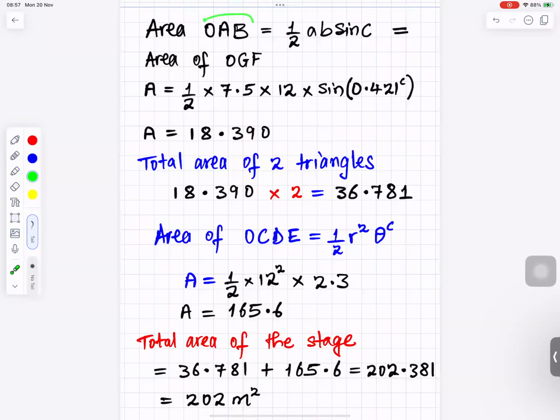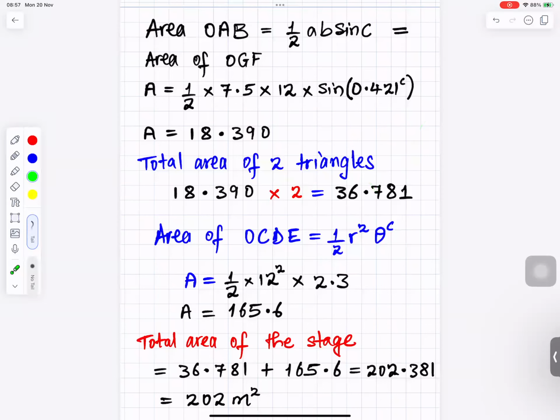So the area of OAB is half AB sine C, which is the same as the area of OGF. So half times 7.5 times 12 times sine of that angle. Make sure your calculator is in radians. You get area to be 18.390. So you want to find the total area of the two triangles. You times by 2. That gives you the area of 2 triangles.